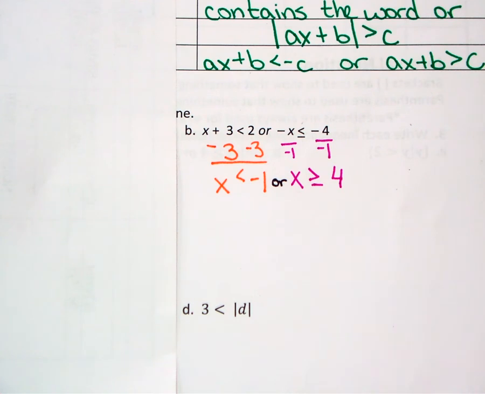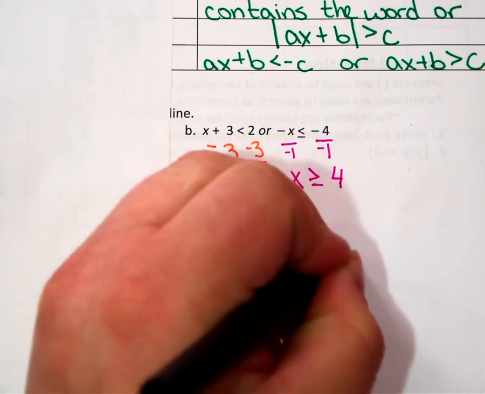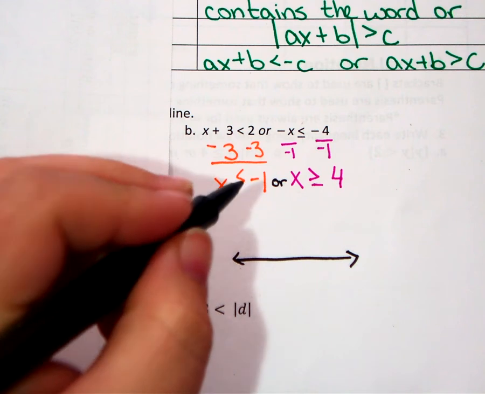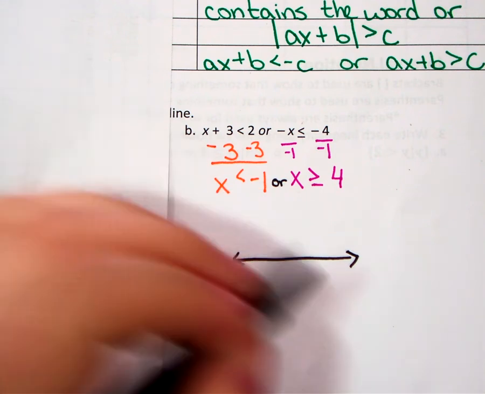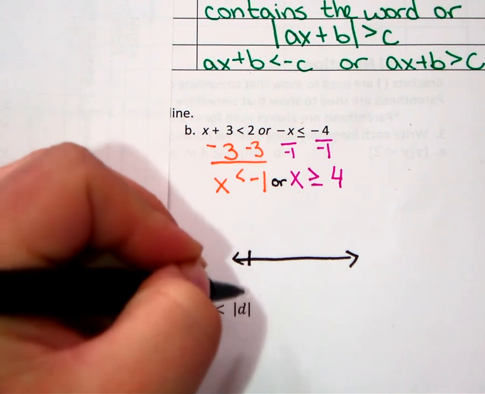We've also been asked to graph this. So again, on my number line, I need to include one number past each of the two endpoints. So mine will go from -2 all the way up to 5.